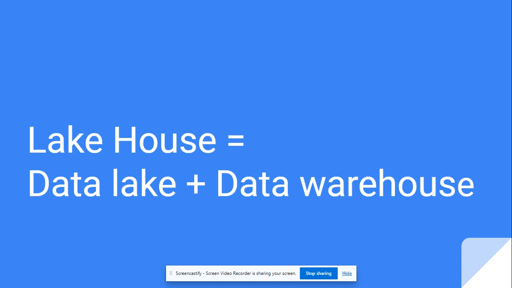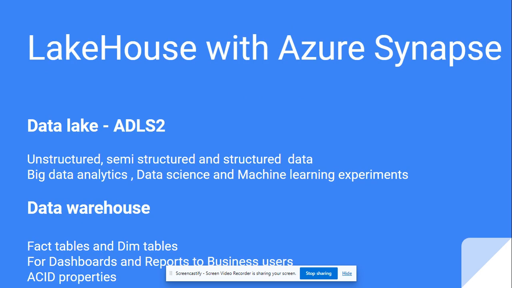Lakehouse is equal to data lake plus data warehouse. Lakehouse provides the capabilities of both data lake as well as data warehouse. As we know, data lake supports storing unstructured, semi-structured and structured data, large volumes of data. Data lake is used to perform big data analytics and data science and machine learning experiments.